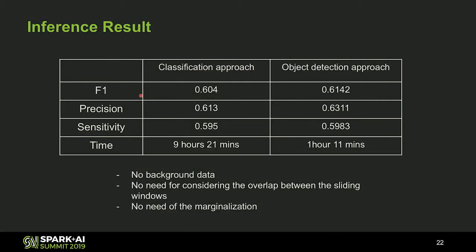Here are some inference results. The object detection approach achieves about 0.6 F1 score, which is a little better than the classification approach. But the inference time is reduced from 9 hours to around 1 hour. Also, it helps a lot with hyperparameter searching, because the object detection approach does not need to consider the overlap between the sliding windows.